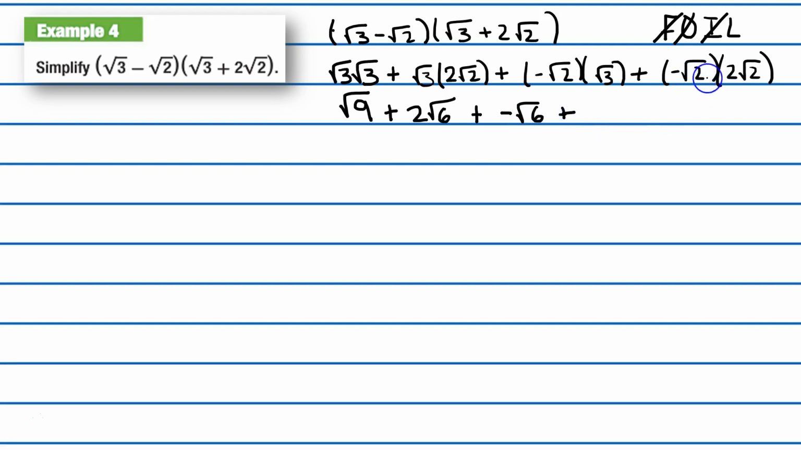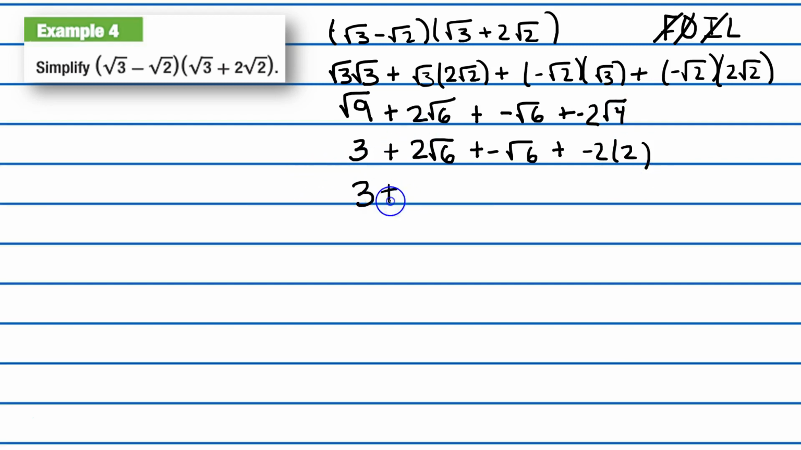and then we have here 2 is going to stay there, and we're actually going to have a negative because we're multiplying, and then we have 2 and 2 inside the radical, so that would be the square root of 4, which will simplify. Square root of 9, that is just 3 times 3, that 3 comes out, plus 2 times the square root of 6, plus negative square root of 6, plus negative 2 times this square root of 4, which will be 2.